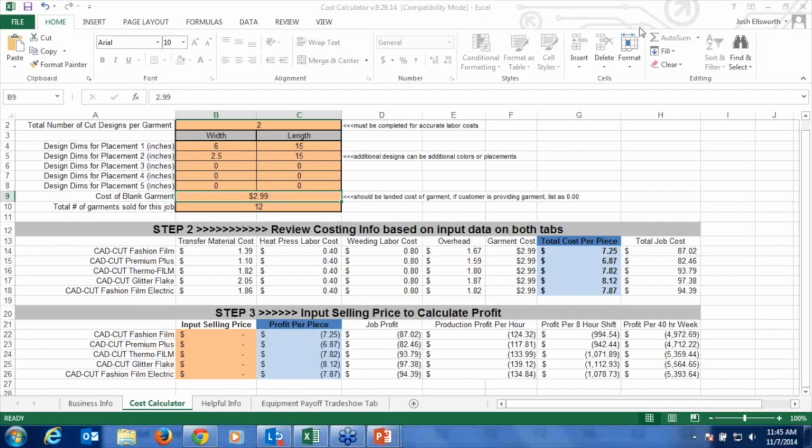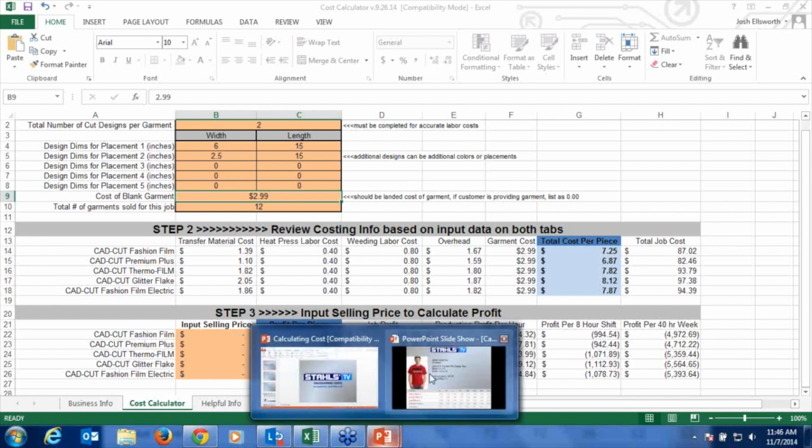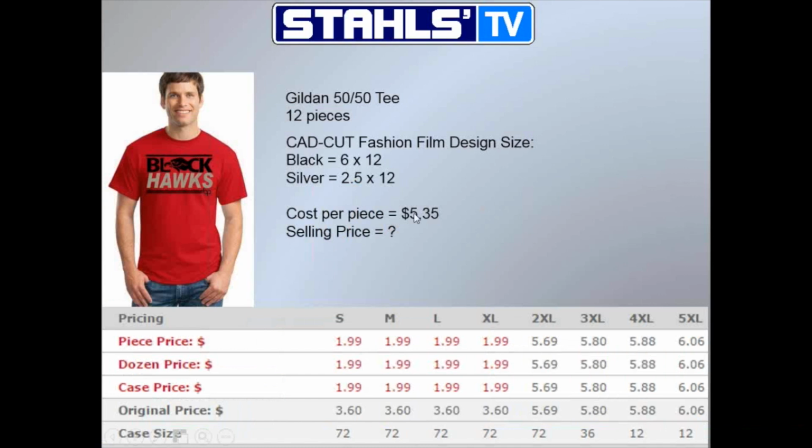Okay, so let me walk you through each of those pricing strategies and give you what I believe, and everybody has a different strategy. But you'll notice on the calculator that I have input selling price, where you have to manually input. It's not going to generate it for you. So let me walk you through why that says that.